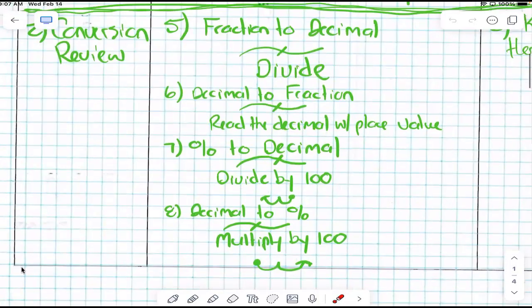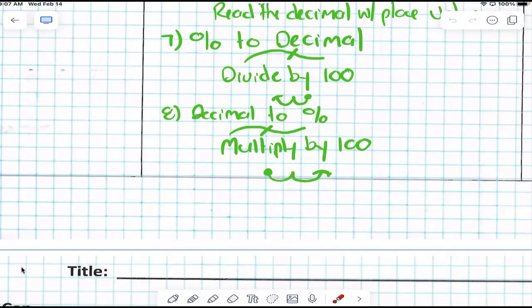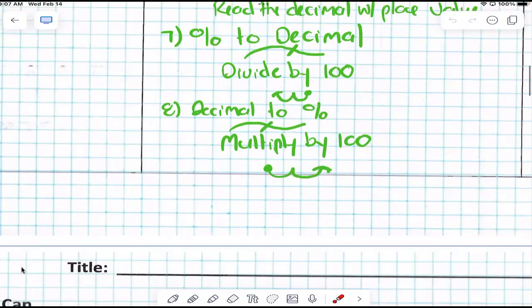How do you go from a percent to a decimal? Which is the same as bunny hops in which direction? Left, right? How many places? 2. Because there's 2 zeros in 100, right? How do you go from a decimal to a percent? Which means bunny hops to the... How many places? 2. Okay.